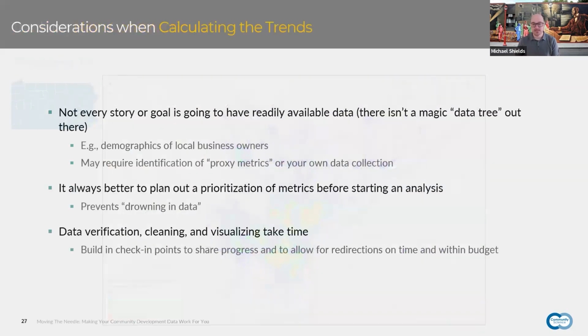So that's visualizing the trends and some of the work that we've done in the past, whether it's the foundational metrics or the story metrics. Some considerations when thinking about calculating trends. Not every story or goal is going to have readily available data. This is often a conversation I have with folks all the time. There is not a magic data tree out there that just has every data question you might have or has your data just waiting for you to pick.